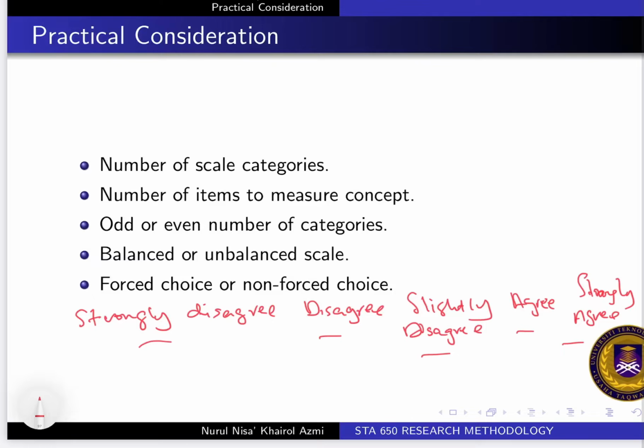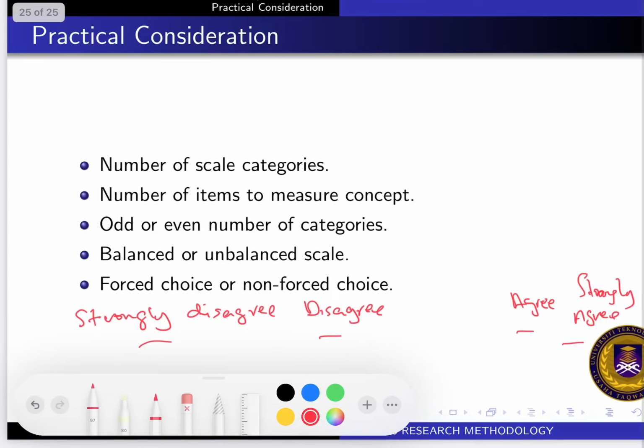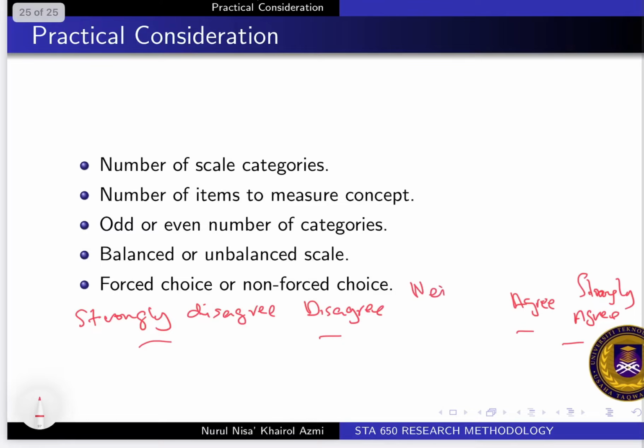For a balanced scale, normally the middle part here should be neither agree nor disagree. So this is a balanced scale. This depends on what kind of answer you expect from the respondent.